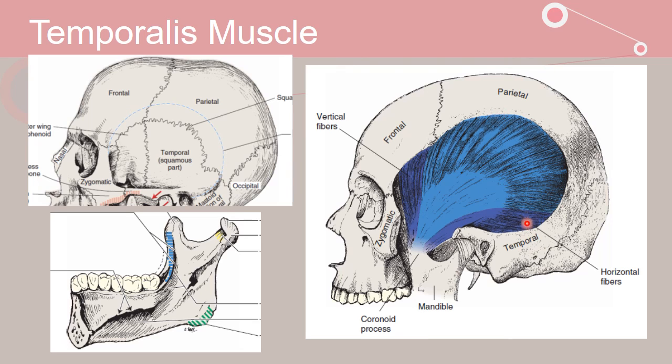The posterior fiber, on the other hand, is oriented horizontally so that when it contracts this way, from insertion to origin, it retrudes or pulls the mandible posteriorly. Again, the posterior horizontal fibers move this way, thereby retruding or pulling the mandible posteriorly.